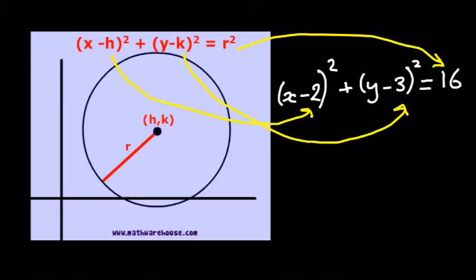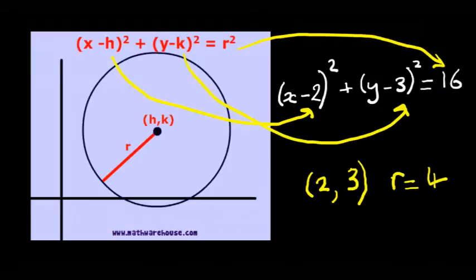Alright, to help make that a bit clearer, I've laid out the equation next to the general solution. Where the h was, there's now a 2, so that gives me the x coordinate of the centre. Where the k was, there's now a 3, so that's the y coordinate of the centre. That gives me the centre of coordinate 2, 3. The 16 on the end, so we're looking for what number times by itself gives me 16, so that would be a radius of 4.